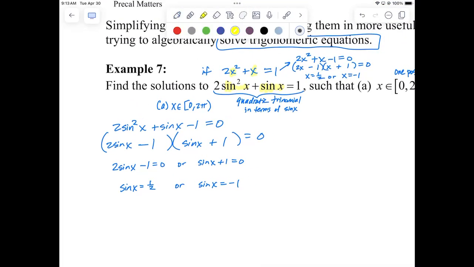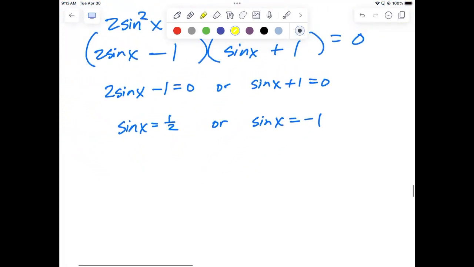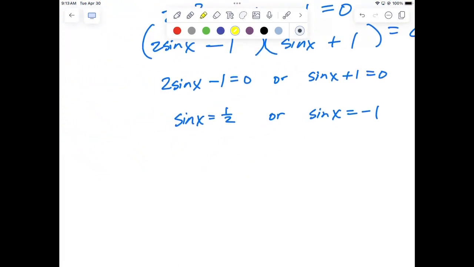Now up here, if it were just in terms of x and not sine of x, we'd be done at this point: x equals 1/2, x equals -1. But we haven't solved for x yet, have we? We solved for sine of x. So that's your first step: solve the trig function. Once you get down to the trig function equals a number, now it's unit circle time. What time is it? Unit circle time. We need to know within one rotation what angles in radians the sine equals 1/2.